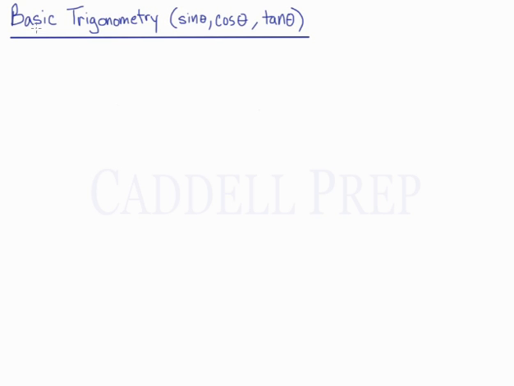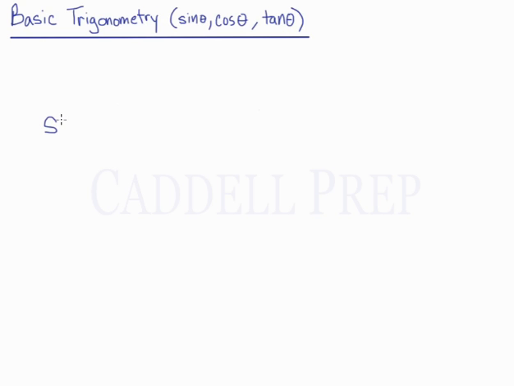In this lesson, we're going to go over basic trigonometry. So we're going to review sine, cosine, and tangent. A sine of an angle, cosine of an angle, and tangent of an angle represent ratios of sides of a right triangle. So if we're given an angle and one side, we can use one of these trigonometric functions to find one of the other sides.